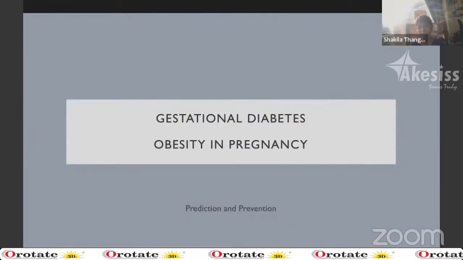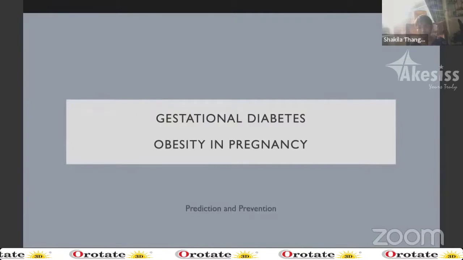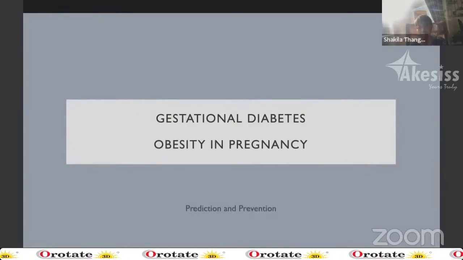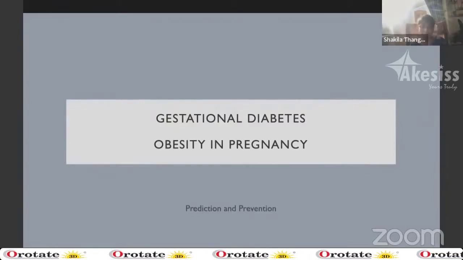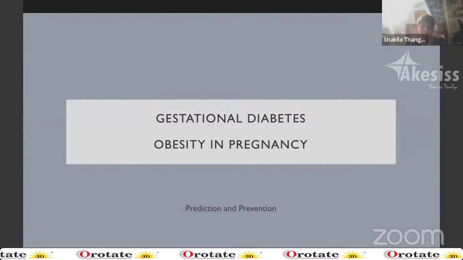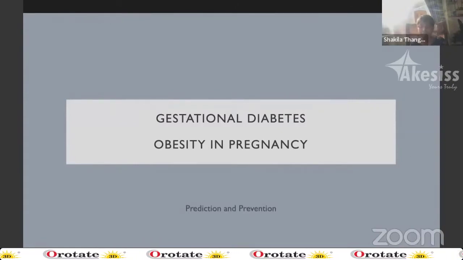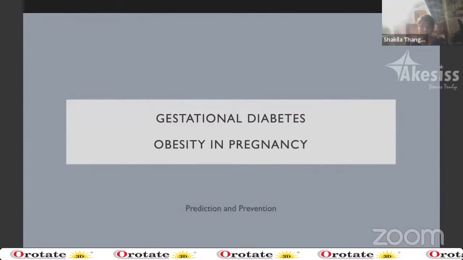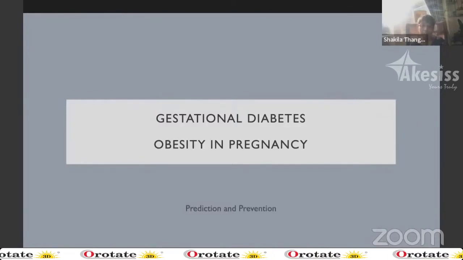And I would like to focus on two such conditions. One is gestational diabetes, and the other one is obesity in pregnancy. And I would like to focus particularly with regards to GDM on prediction and prevention, and also highlight some of the interventions for reducing weight gain in pregnancy.